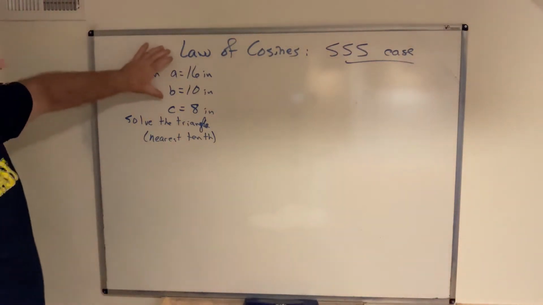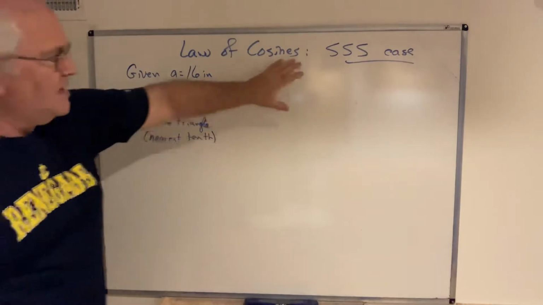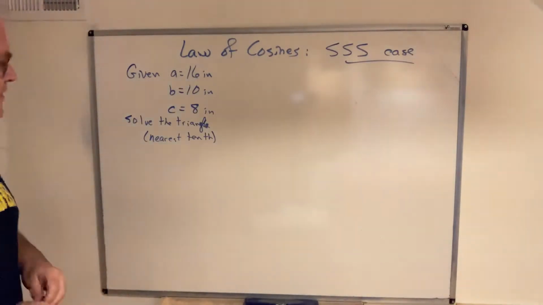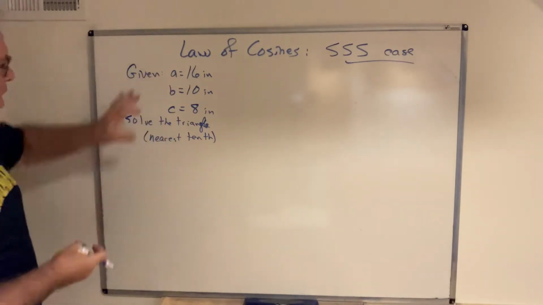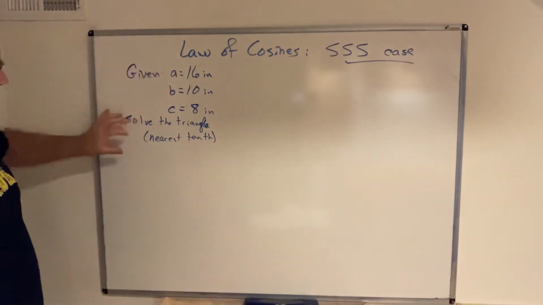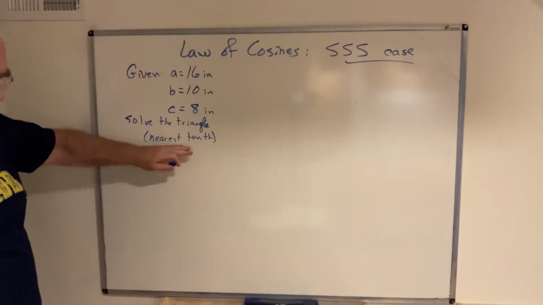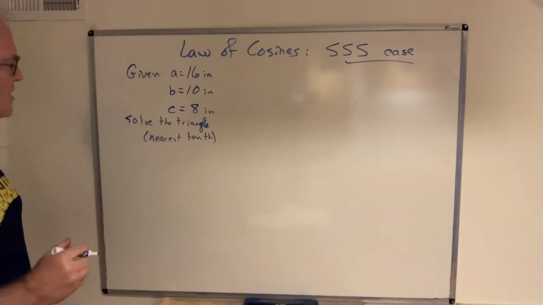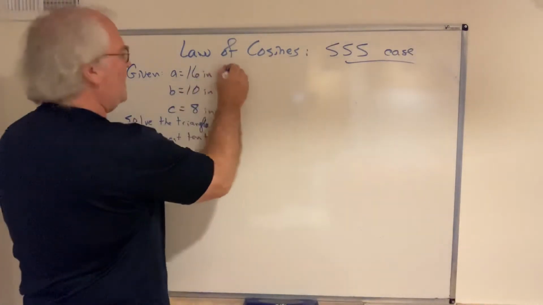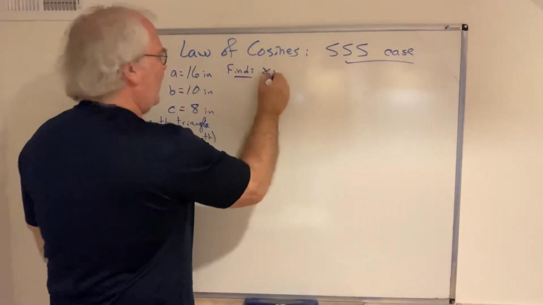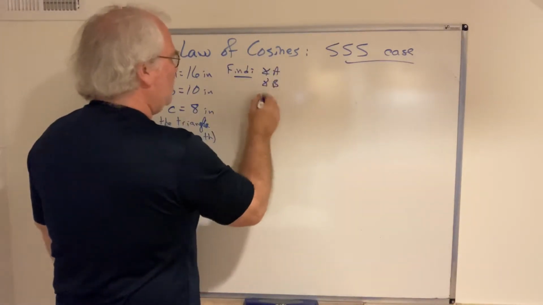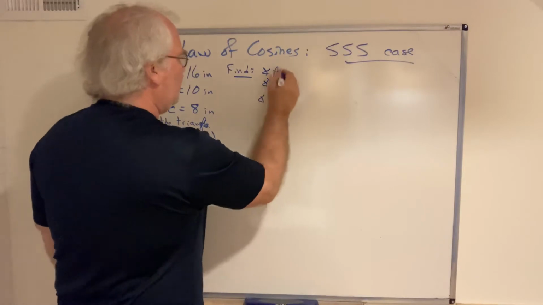The last of our scenarios for the law of cosines is the side case. Straightforward: we're going to be given all three sides of the triangle, and we need to solve the triangle and give our answers to the nearest tenth, so 1 decimal. And so clearly what we need to find are the three angles.